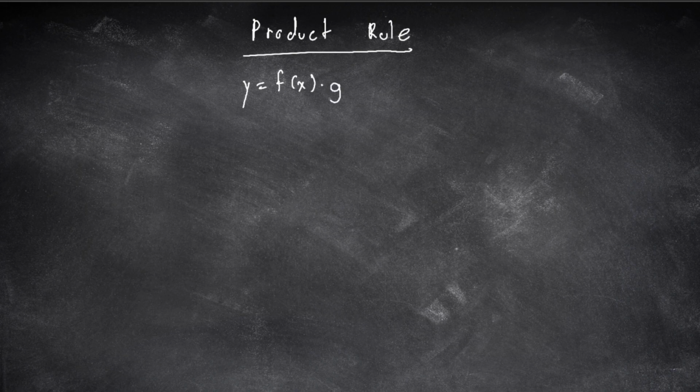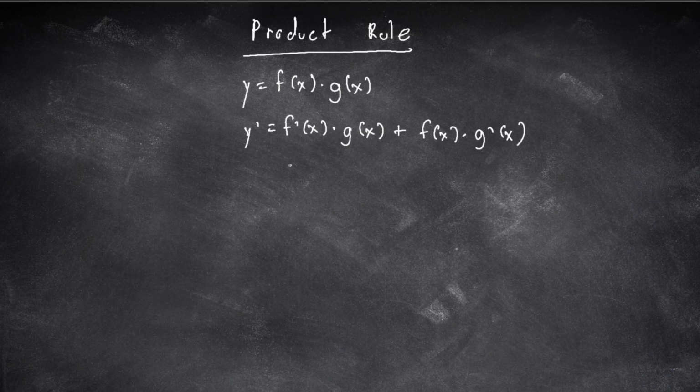First, we're going to find the derivative of functions multiplied to each other. We're going to use something called the product rule, which basically says that if we have a function made out of two functions multiplied to each other, so y is f of x times g of x, then the derivative of y is the derivative of the first one multiplied by the second, plus the first one multiplied by the derivative of the second.